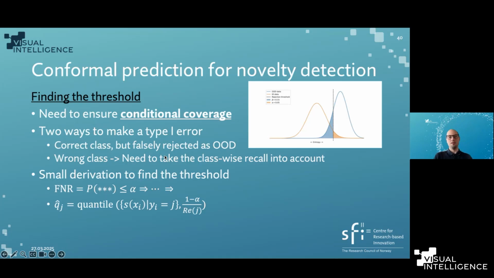Finding the threshold, you can do that by a small derivation. The false negative rate should be lower than some alpha, and when you do the math, you end up with a Q that is the (1 minus alpha) divided by the recall of class j quantile on the entropy distribution for that particular class. And then you repeat that for all the classes that you're interested in.